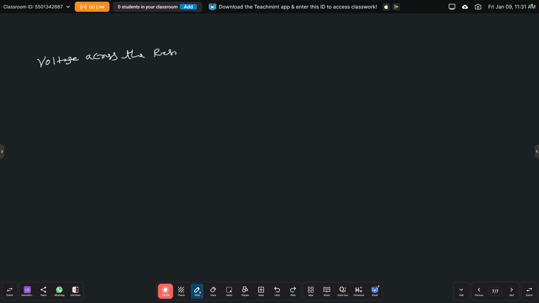Voltage across the resistance is represented by VR. So what is the formula to find the voltage across the resistance VR? VR is equal to R into I.